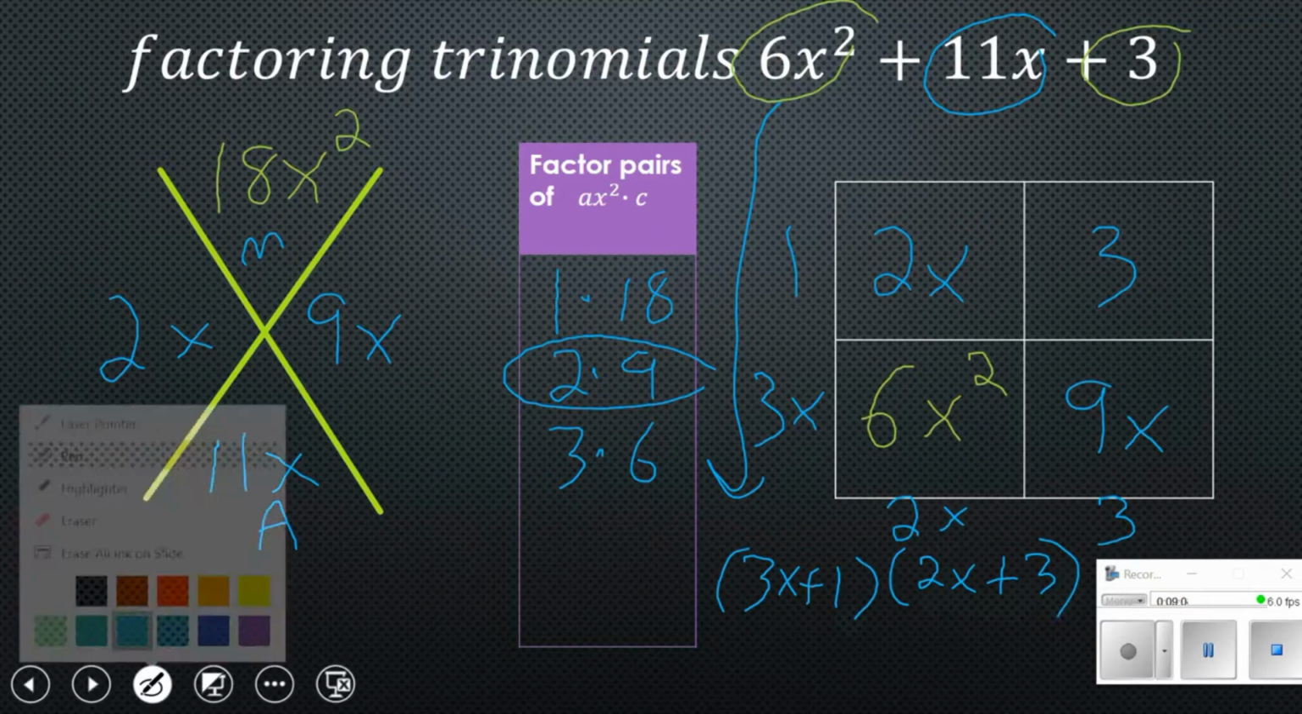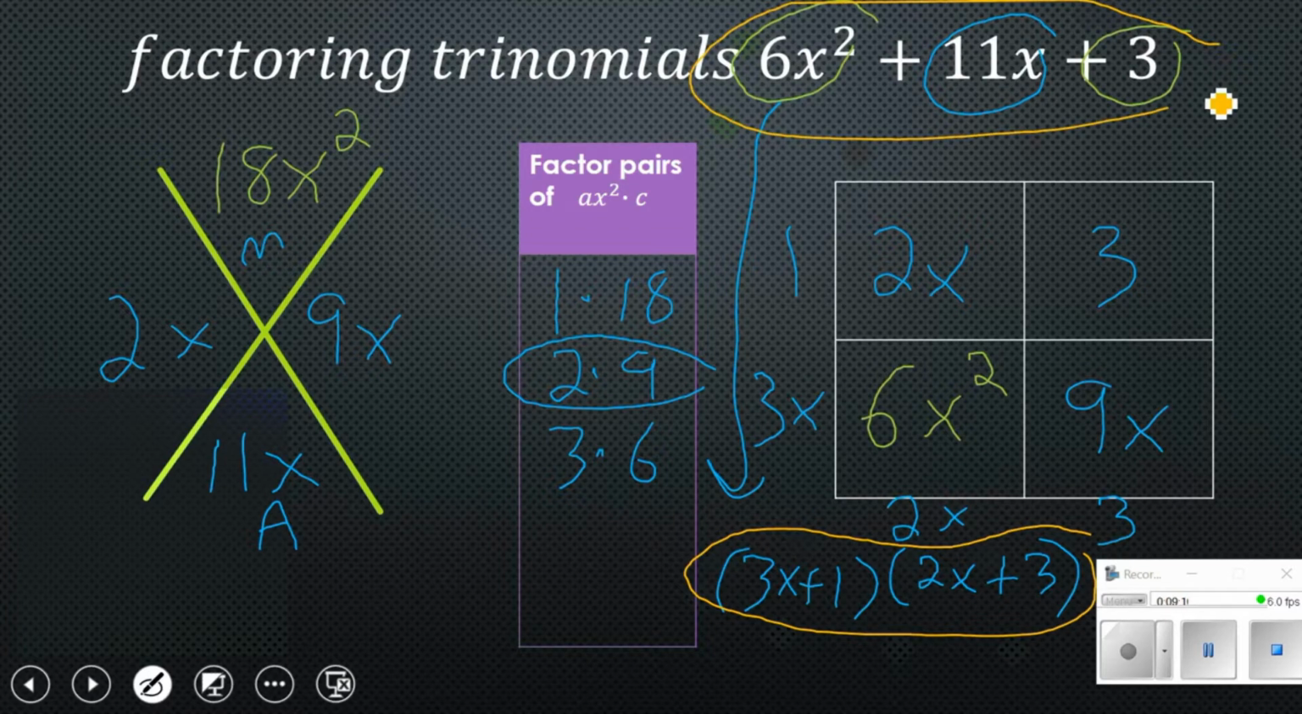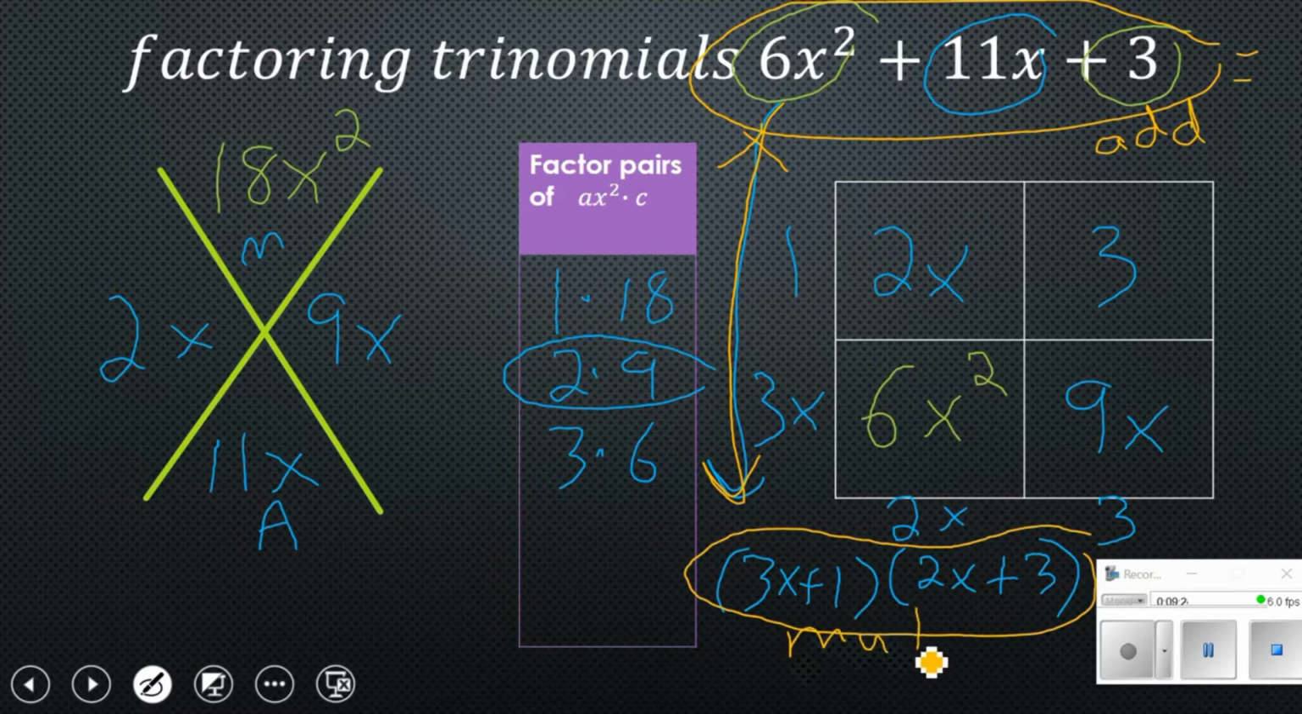Okay, let me circle that. That's our final answer. So all of this mess here comes down to this. So we started with the top here, where it's orange, and we ended down here with factor pairs. Now I just want to state that these two things are equivalent, so they are equal. We've written an addition problem, and we've turned that into a multiplication problem.